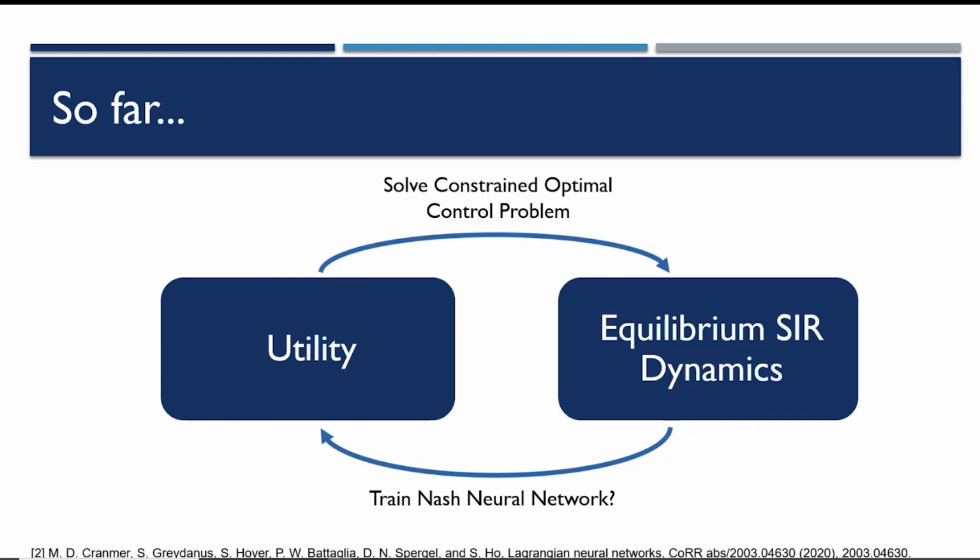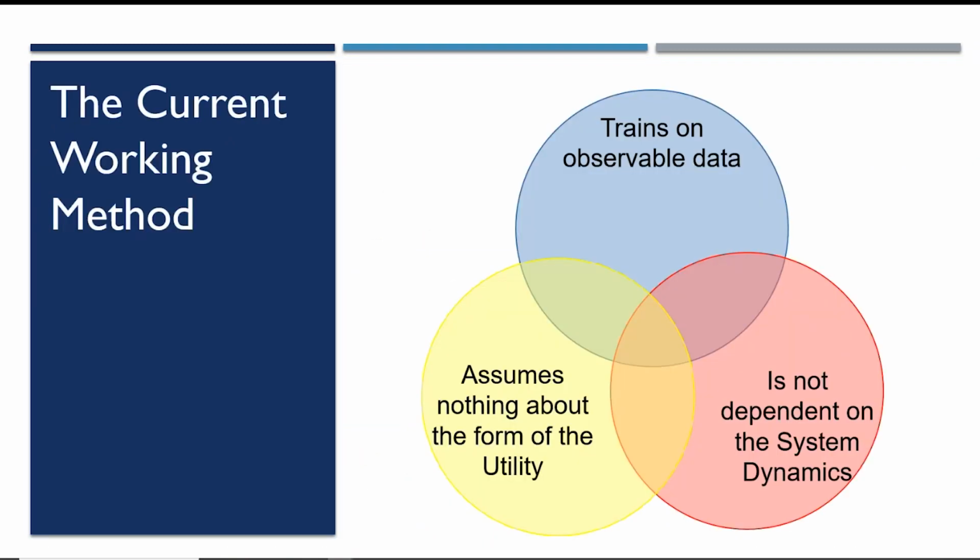Nash neural networks. We've based this a lot on 2 papers, one you can't see because of the taskbar, called Lagrangian neural networks and Hamiltonian neural networks. The basic idea I'll go over in the next slide. I forgot to put this one in.